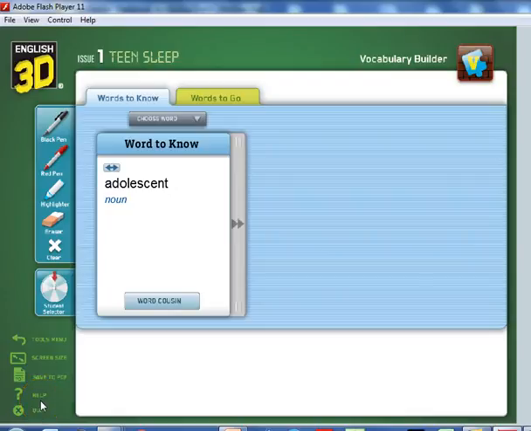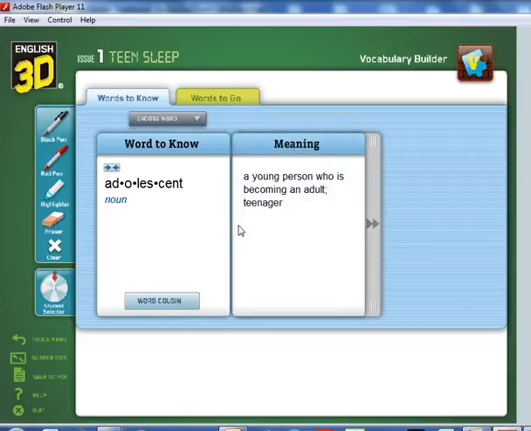Hello. We are looking at our words to know for issue one, teen sleep. Say it after me. Adolescent. Adolescent is a noun. Adolescent is a young person who is becoming an adult, a teenager. Adolescent.